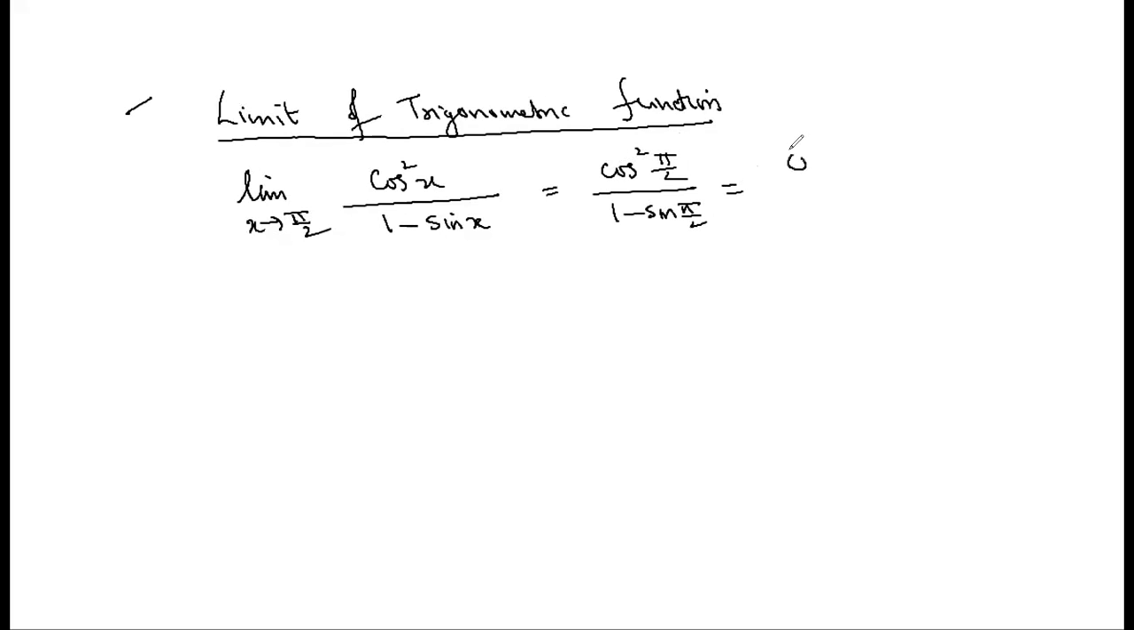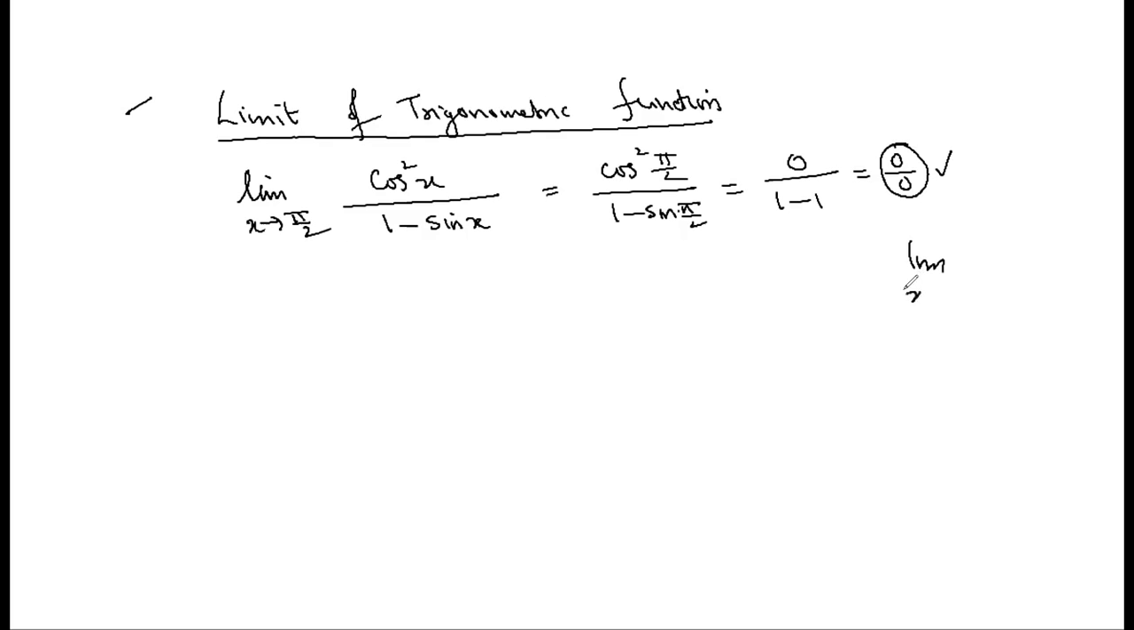Cos 90 is 0. Sin 90 is 1. So are you then getting 0 by 0? Yes. That means this cannot be done by direct substitution. Hence, there is a common factor. But in algebraic function, you know the common factor directly.